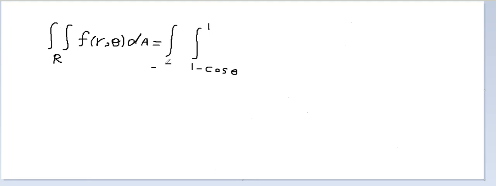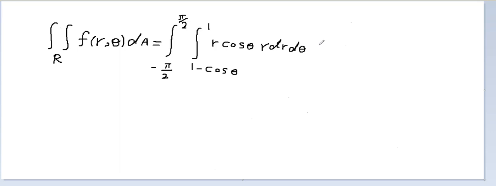to pi over 2 here. And what is f? f is r cosine theta, right? This is our f. And what is dA? dA is r dr d theta. Correct or not?